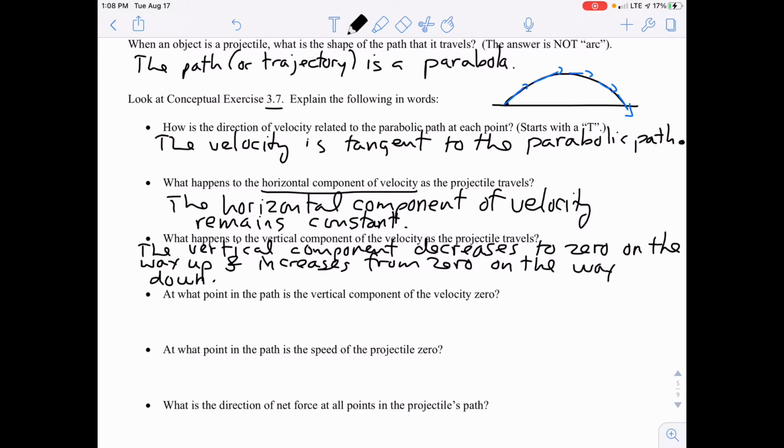At what point in the path is the vertical velocity component equal to 0? At the top. At the top, right here, the object has changed directions and is going from up to down. That is the point at which the vertical velocity component is 0.